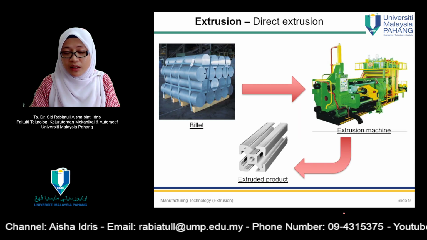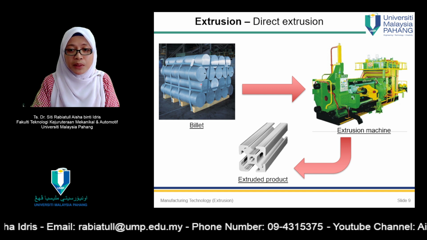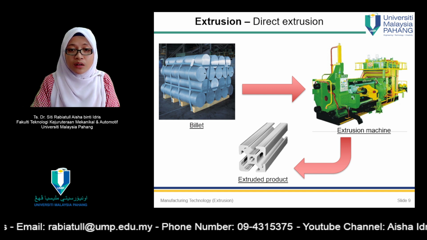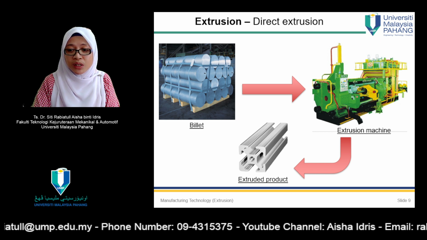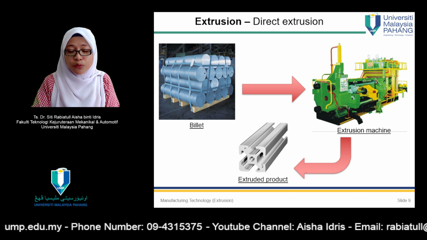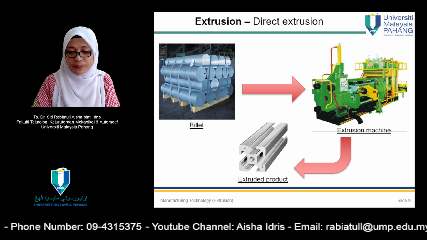So again, in summary, for direct extrusion, we are going to need a billet. The billet will be fed into the extrusion machine, and this machine will extrude an extruded product. For example, this one.